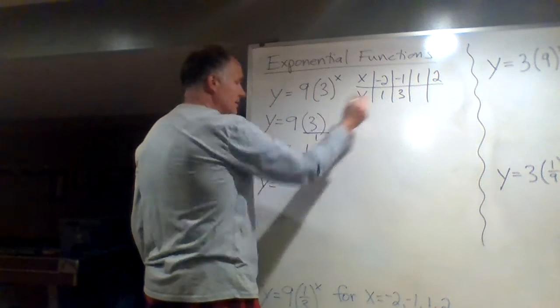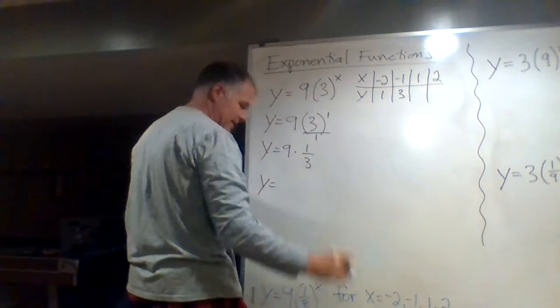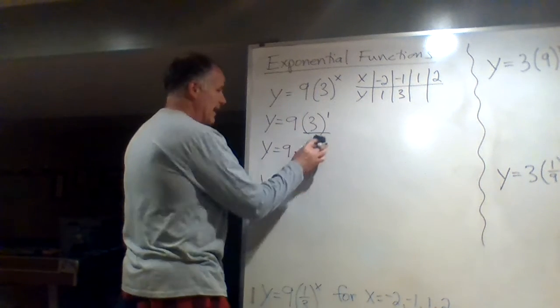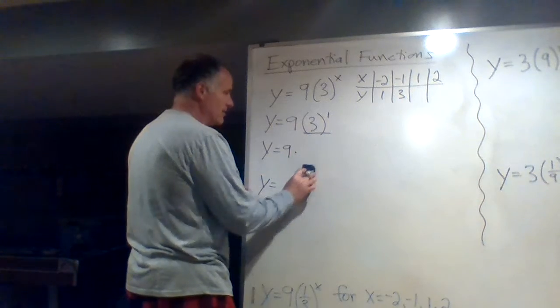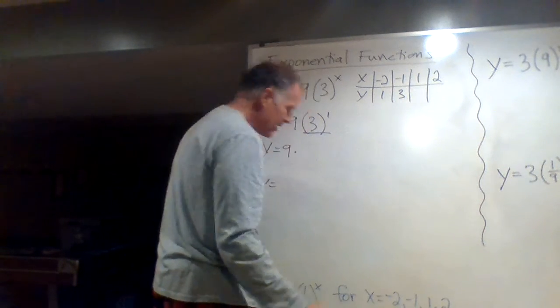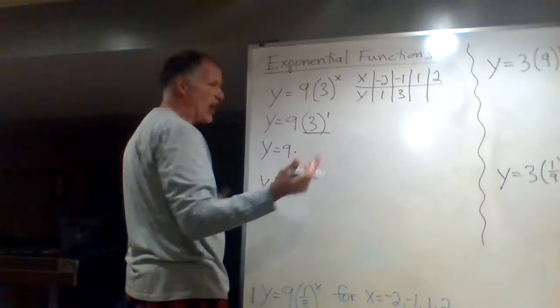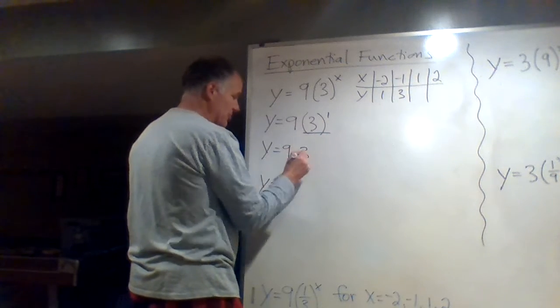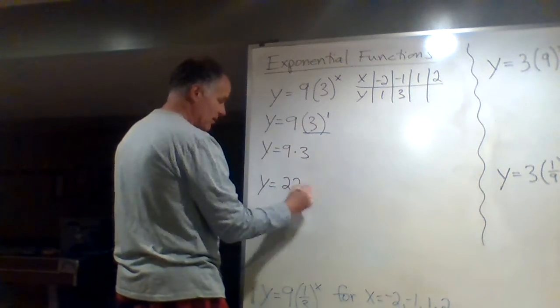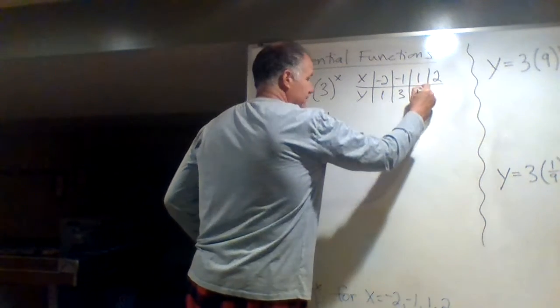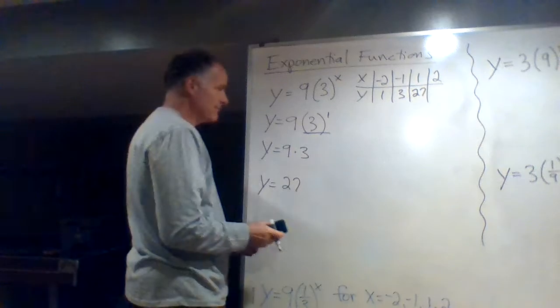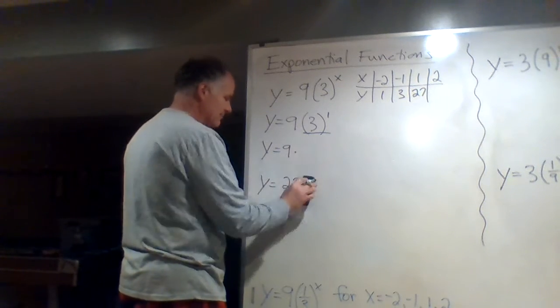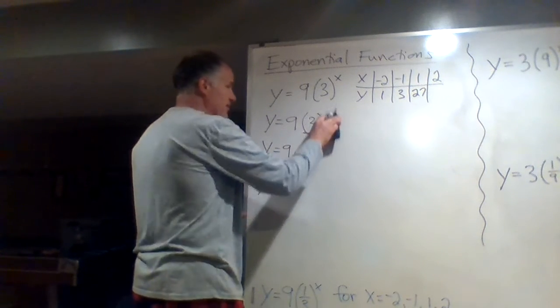Okay, now 3 to the positive 1. Now here's the thing, because that 3 is a positive 1, I don't have to flip it over. So just 3 to the 1 power is 3. 9 times 3, 27. Boom. Okay? And again, we'll keep moving pretty quick here. This is not that hard.